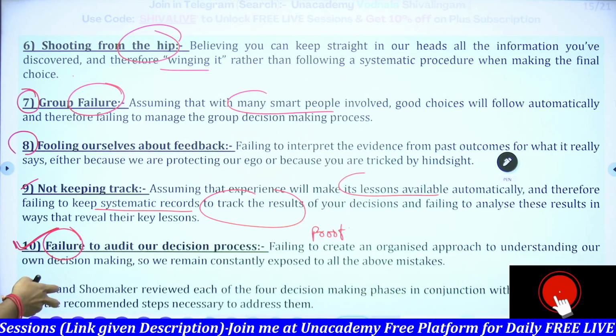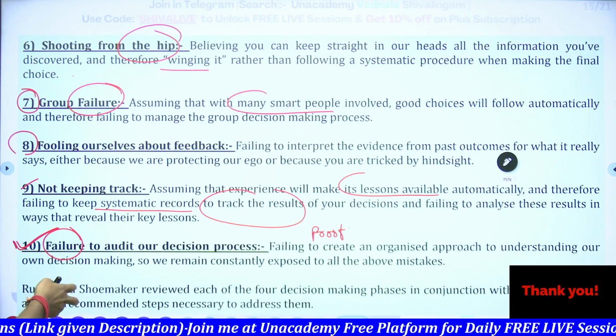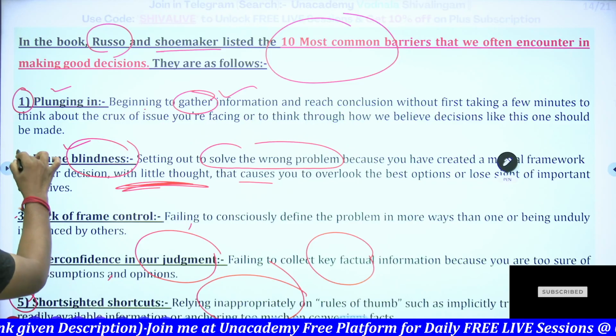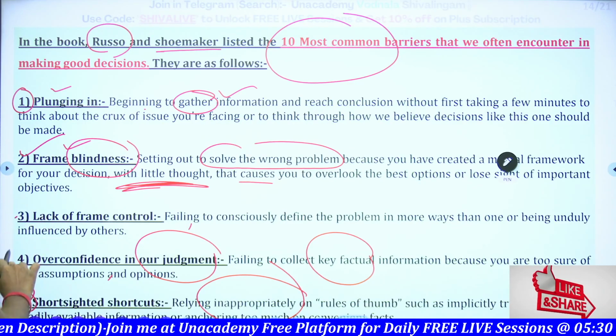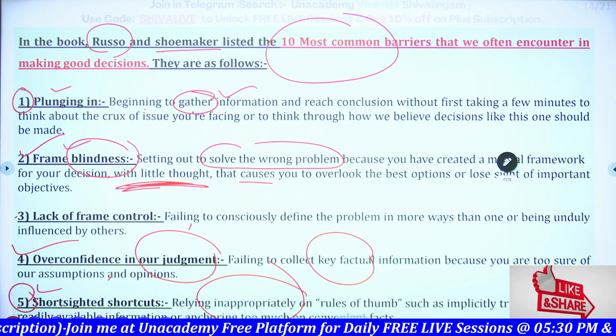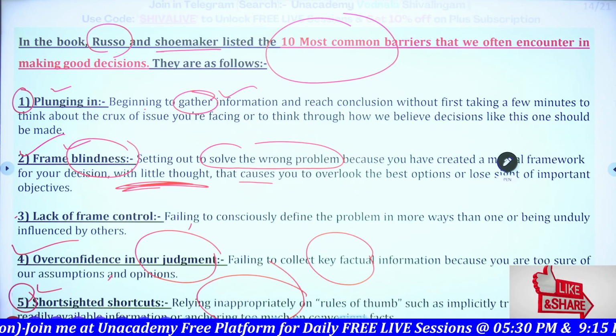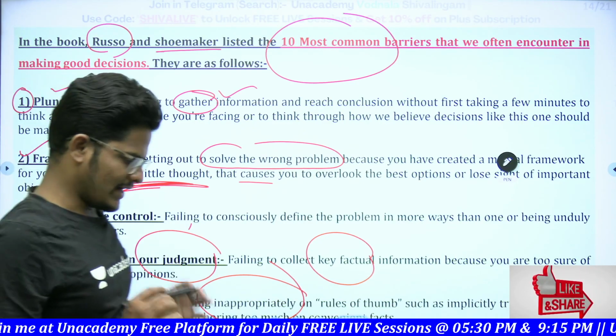Because taking shortcuts, where is it? Frame blindness, overconfidence, taking shortcuts. Three. Second, 4 and 5 are not. Alright, I hope you have understood this one.